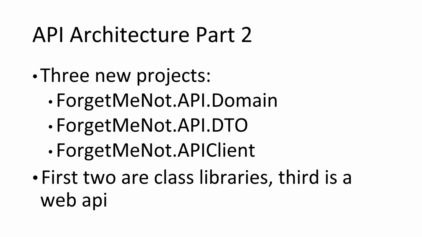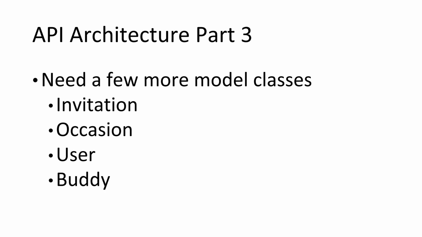For this to work, we're going to add new projects to our solution, one for the domain, one for the DTOs, and the important one, which is the API client. The first two of those are class libraries, and the third will be a web API, and we're going to position that on Azure. We'll need a few more model classes to flesh this out.